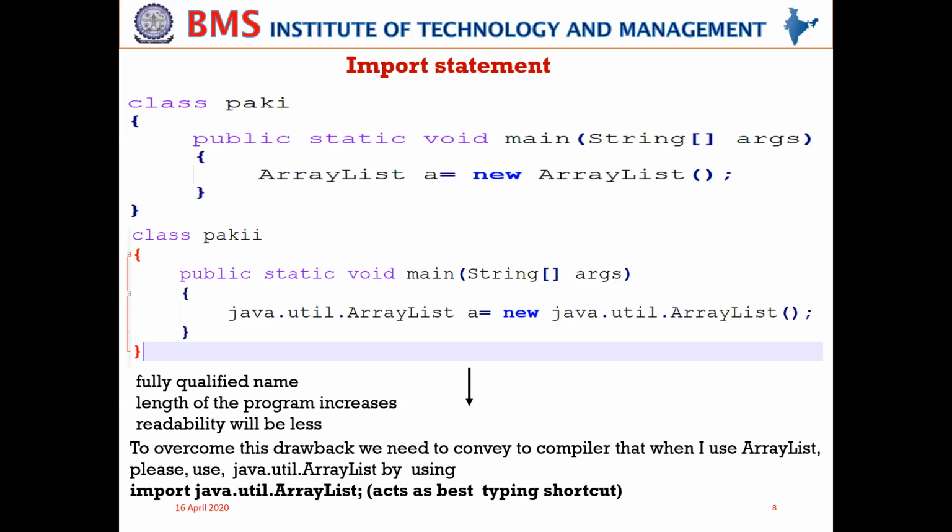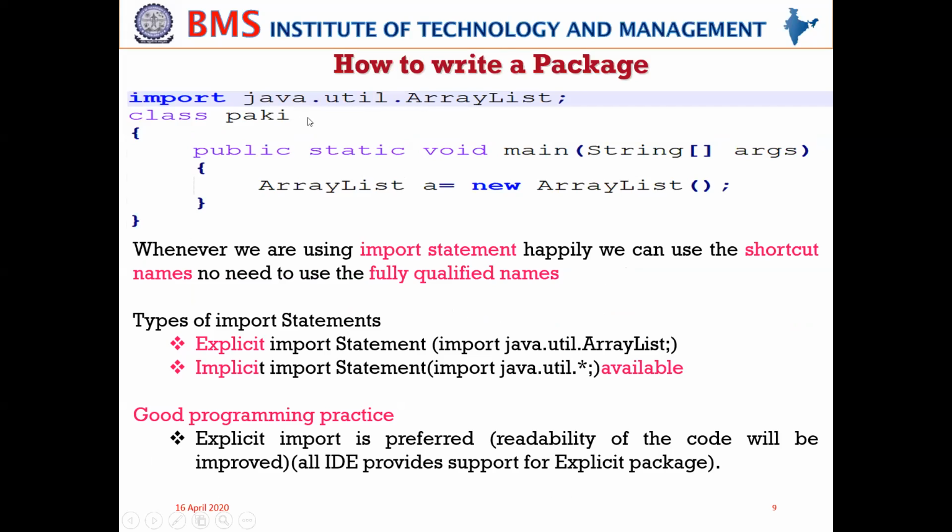That's what we have done here. See here, java.util.ArrayList, only one statement I write. I can use this shortcut name ArrayList any number of times in the program wherever I want. Yes or no? So that's the advantage.